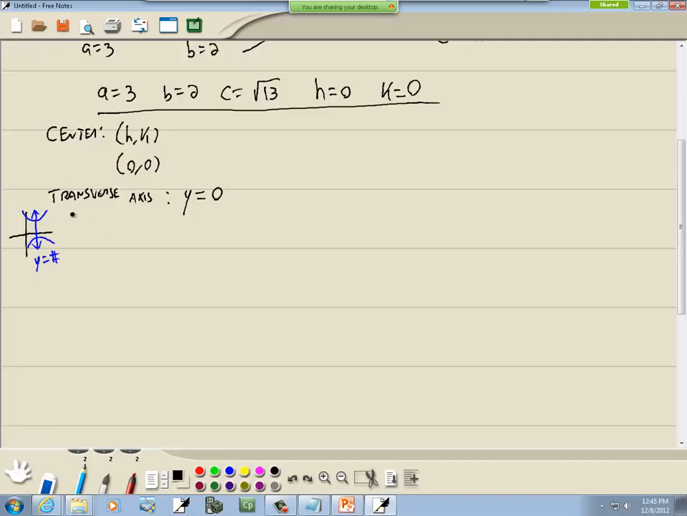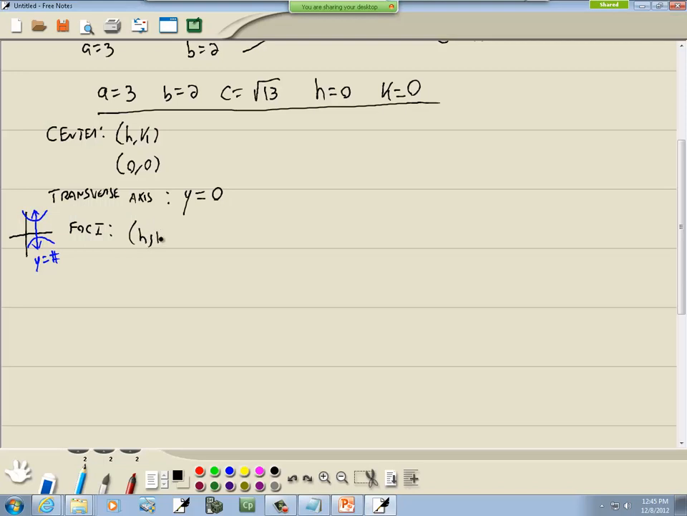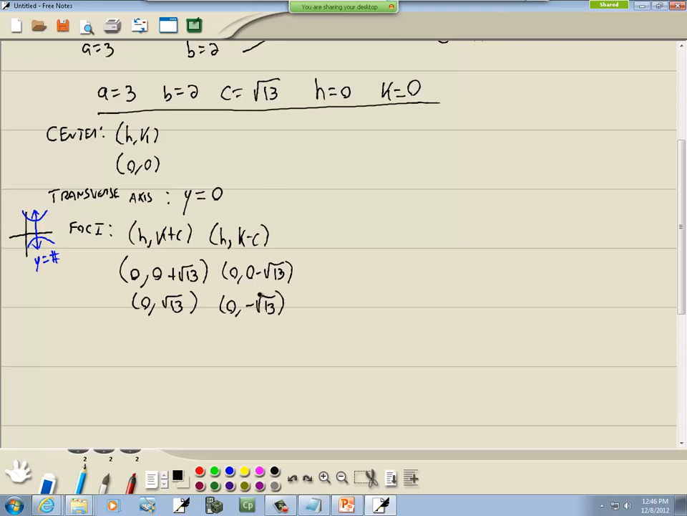Foci. Our foci is hk plus c and hk minus c. Well, h we said was 0, k is 0, plus square root of 13, and this one is 0, 0 minus square root of 13. So we'll have 0, square root of 13, and we'll have 0, negative square root of 13.